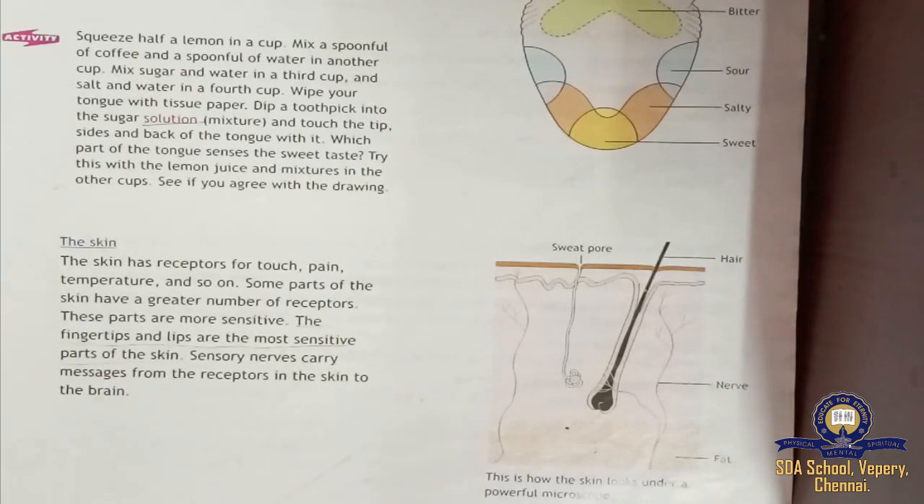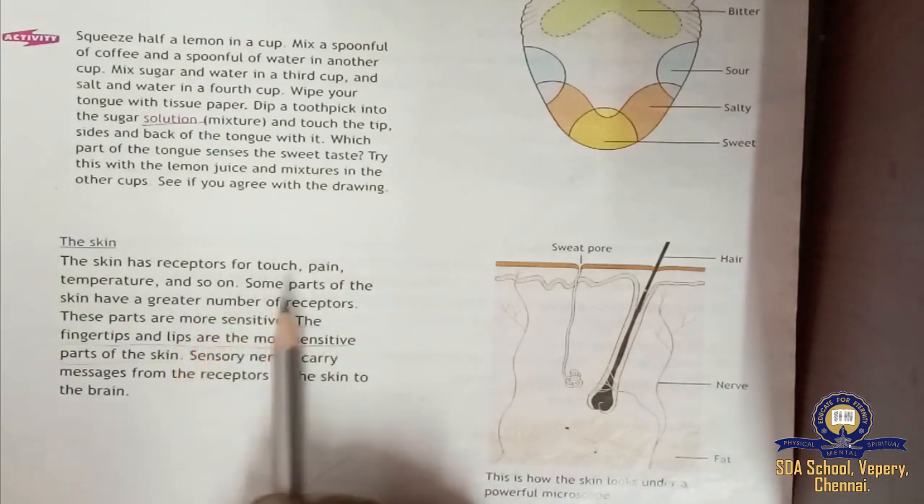So skin has receptors for touch. When someone touches you, you can feel it. When someone pinches you, slaps you, or beats on you, what happens? You can feel the pain, touch, and temperature also. Heat or cold, those temperatures you can feel because of the receptors.